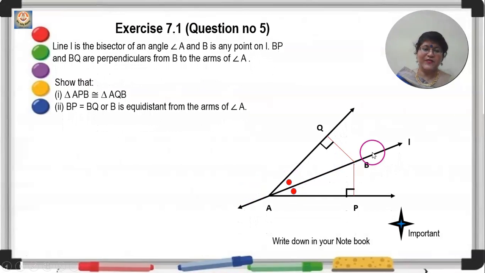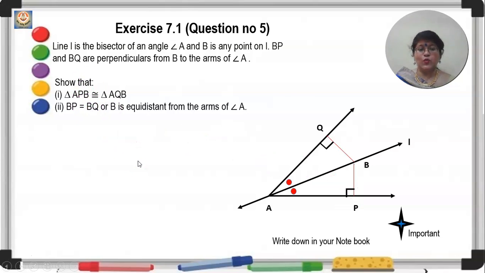Now in this diagram, it is mentioned that L is the angle bisector of A. Now since L is the angle bisector of A, I've indicated here with a red mark. That shows that angle BAQ is congruent to angle BAP. It is also mentioned that BP and BQ are perpendicular to the arms of the angle and it is perpendicular, so a 90-degree sign has been put. This is what you need to prove.